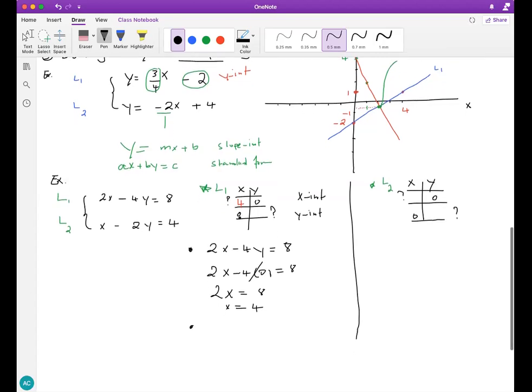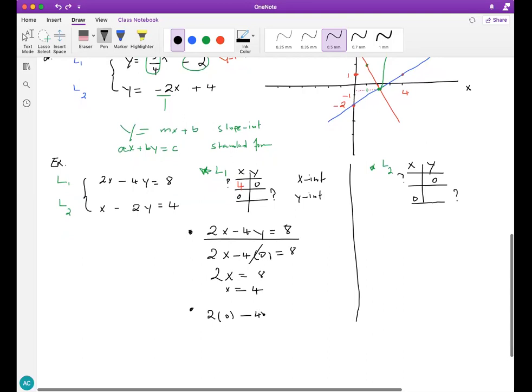Now we're going to do the same thing for the other one. This time we have x, but we don't know y. Again, we're still working with the same equation, the first one here. So this time we're going to put the x here and then find the y. So it'll be 2 times x, which is 0, minus 4y. We don't know y, and we're looking for y. So we plug in the x, and we have minus 4y equals 8.